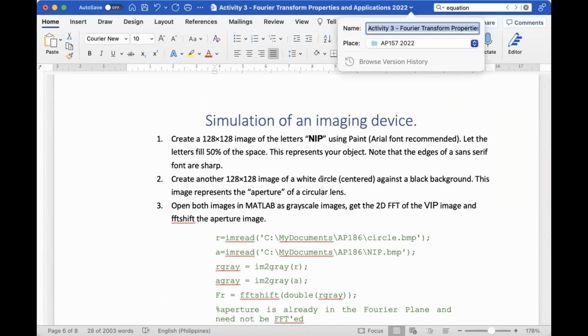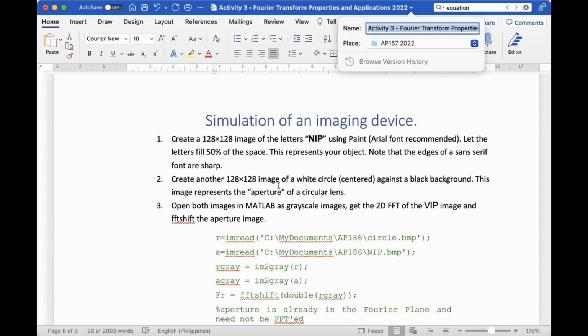Okay, simulation of an imaging device. So as I said, you can simulate what a telescope or what a microscope can see given using the Fourier transform. So generate muna tayo ng artificial image, kunyari NIP, no? You can use paint, type NIP, large fonts, no? And let it fill 50% of the space. This represents your object, and note the edges of a sans serif font are sharp. Okay. You might want to save this as bitmap. Huwag JPEG ha. Pag ginawa nyo to sa paint, don't ever use JPEG. Magkakaroon ng artifacts yung edges.